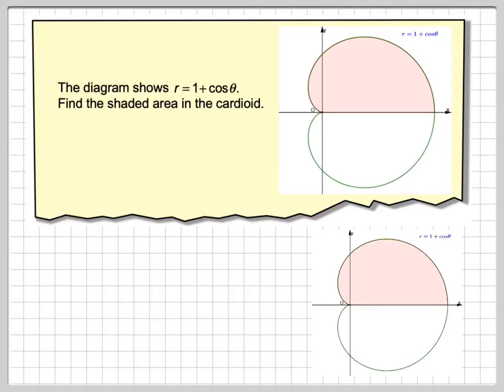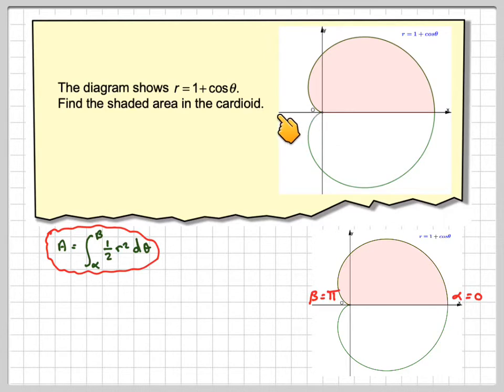Okay, so if we draw the diagram, to find the area, we need to do the integral from alpha to beta of a half r squared d theta. Well, it's okay, we've got r, but we haven't got alpha and beta. But this curve starts when alpha is equal to 0, and it goes all the way around here, and ends when beta is equal to pi.